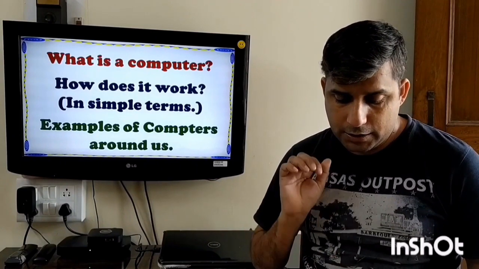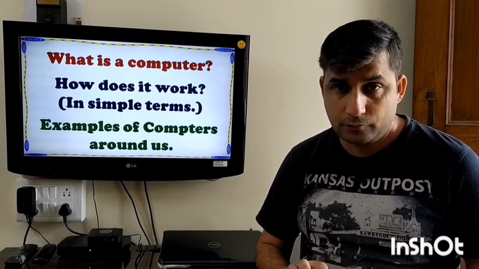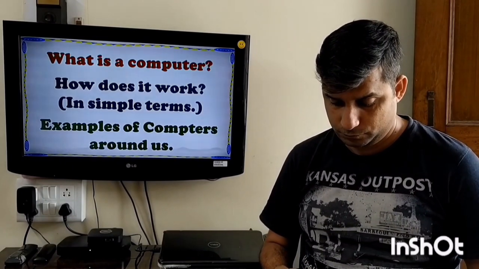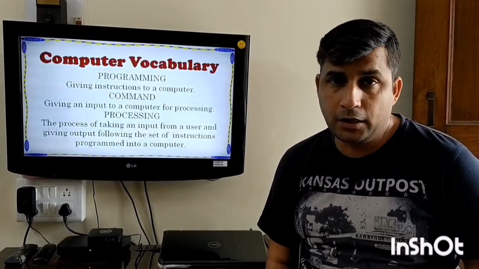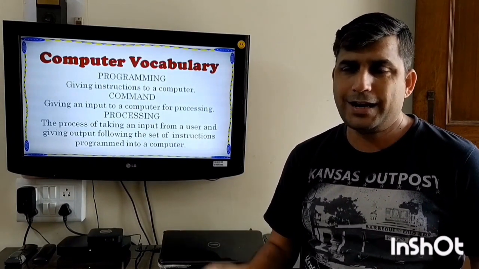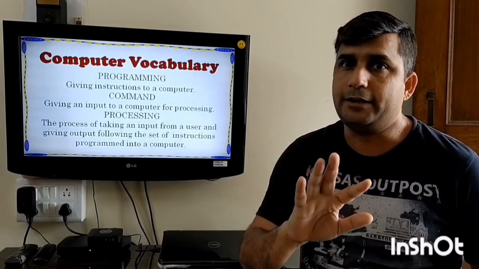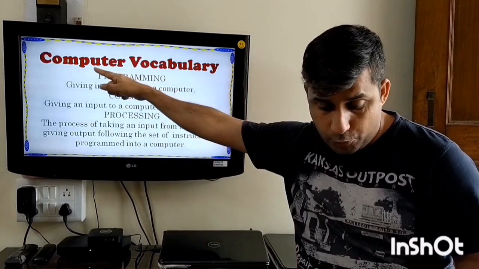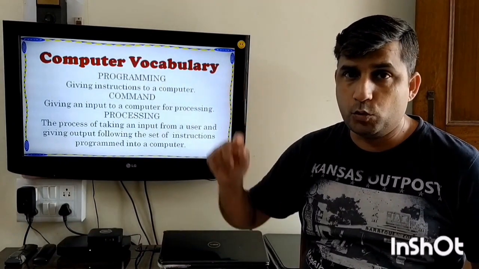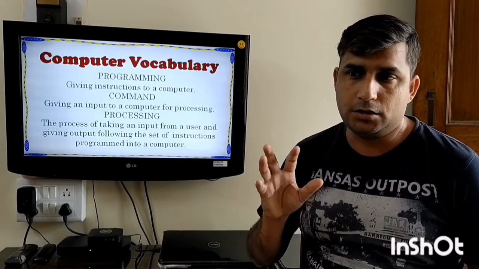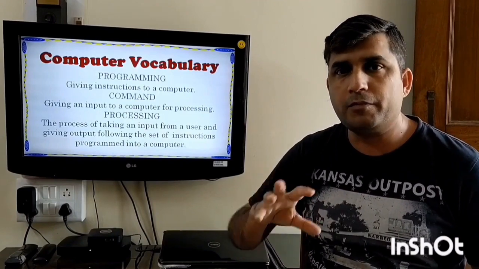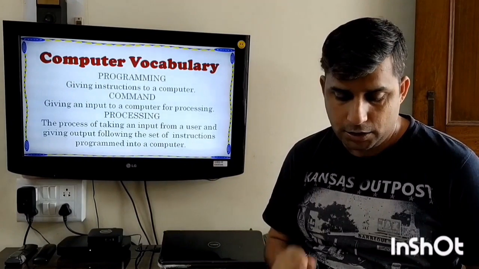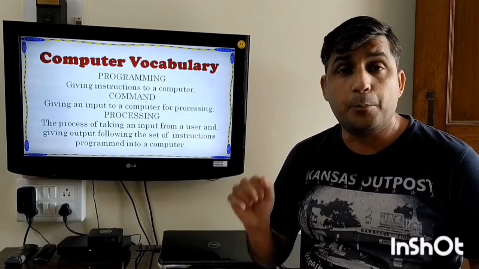Before we begin this session today, there are three terms that you have to understand. Okay, we're going to talk about three terms. As you can see, I put them up here as computer vocabulary, and there are three words that you have to understand and keep very close. The moment we start talking computers, there are certain words that you have to very clearly understand. First word that we are going to be talking about is programming.